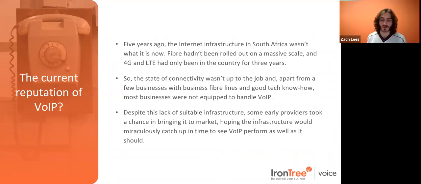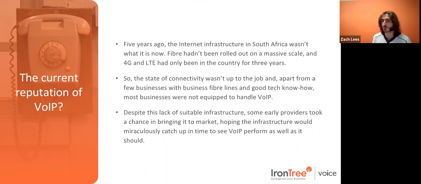But the reality, of course, is that 5 years ago, our South African internet infrastructure was just nowhere near what it is today. We had 4G and LTE for 3 years. It hadn't rolled out fully. Fiber was just beginning to roll out, so a lot of people didn't have it. But these early VoIP providers were looking at this market in Europe and America, where the internet infrastructure was really there for it, and they were going, right, we're going to hop onto this trend, and we're going to start providing VoIP to all these South African businesses.